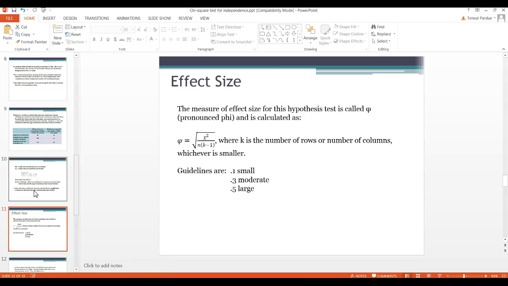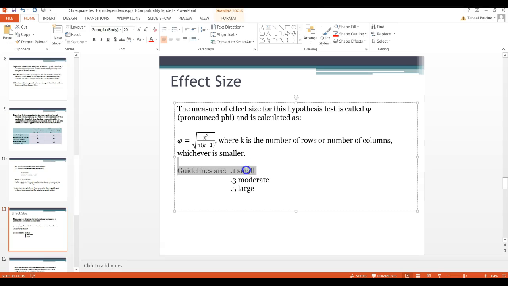All right, so let's talk now about effect size. So the measure of effect size is, again, from Cohen. This one's called phi, another Greek letter, and it's calculated as the square root of the chi-square test statistic divided by the sample size times k minus 1, where k is whichever is smaller between the number of rows or the number of columns. So here the guidelines are 0.1, 0.3, and 0.5 for small, medium, and large.